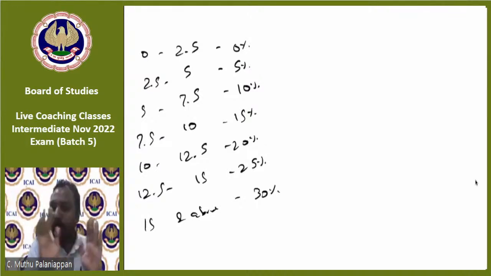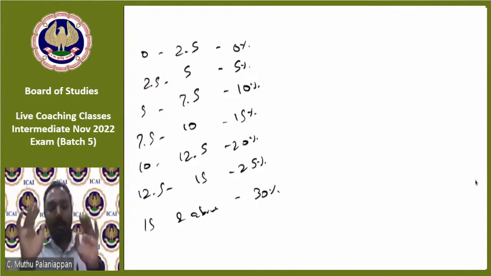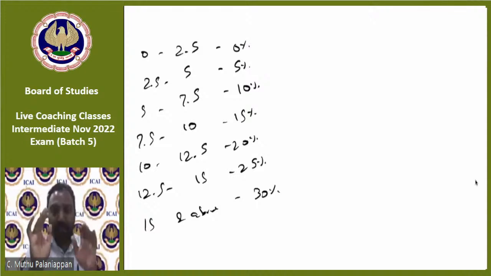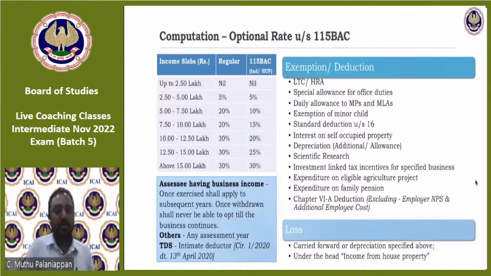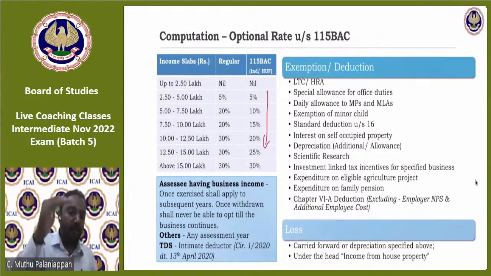So you need not mug up this slab rate. The slab is structured in a methodical way. For every 2.5 lakhs, there is a 5% increase. So 5, 10, 15, 20, 25, 30. So this is the rate. You could see that for every 2.5 lakhs, there is an increase.